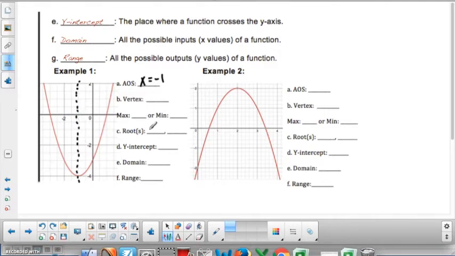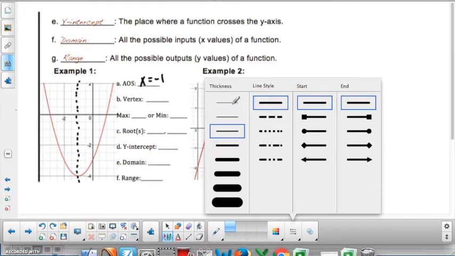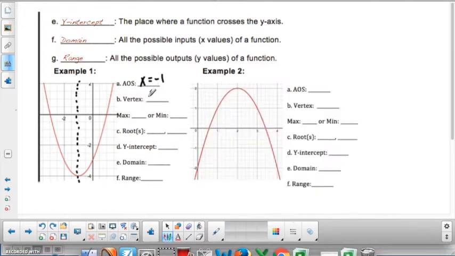The vertex is going to have the same x value as your axis of symmetry, so that makes the start of my vertex easy. For the y value, I'm just looking at where the very bottom of this function is. So that's at (-1, -4). And you're going to report the vertex as an ordered pair.